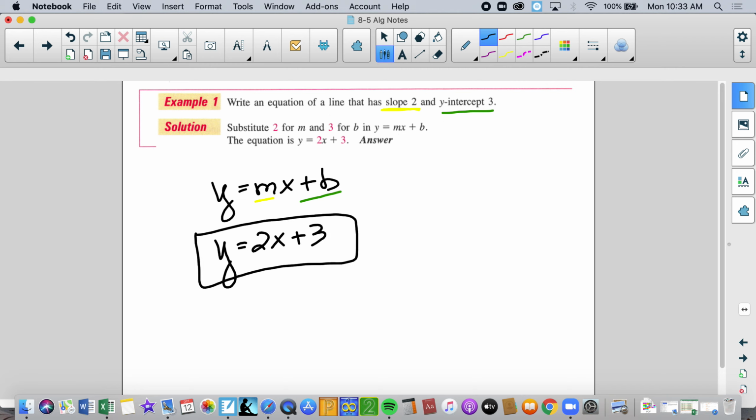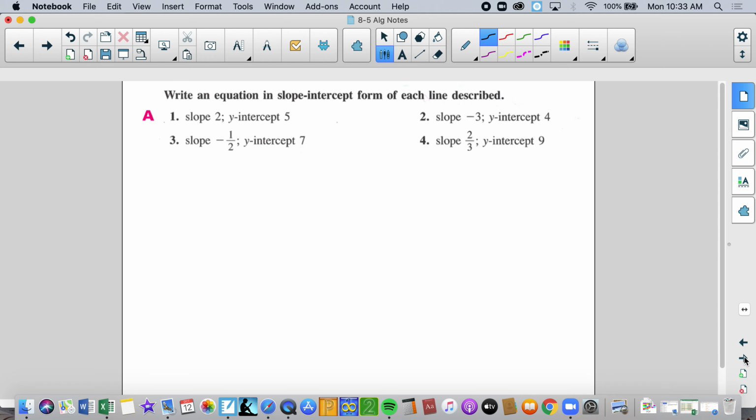So this is a linear equation in slope-intercept form for an equation of a line that has a slope of 2 and a y-intercept of 3. So that's my final answer. It's perfect. So if we look at number 1, that has a slope of 2 and a y-intercept of 5, that's going to be y equals 2x plus 5. So we plugged in for the slope and we plugged in for the y-intercept.